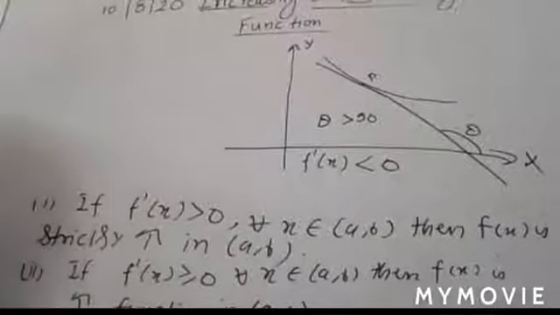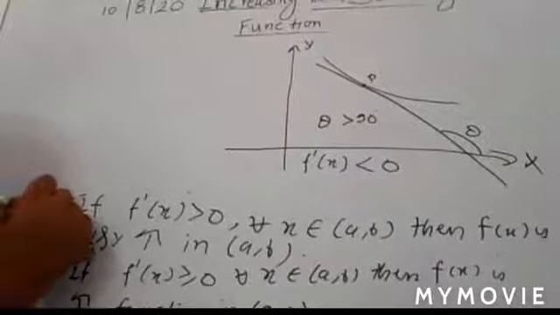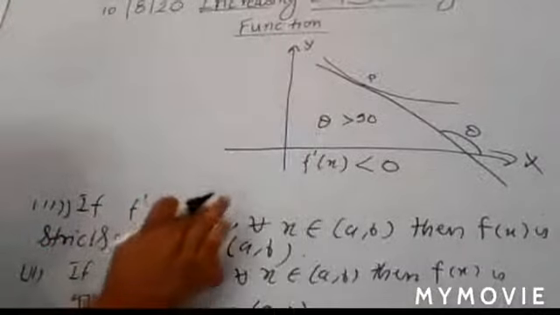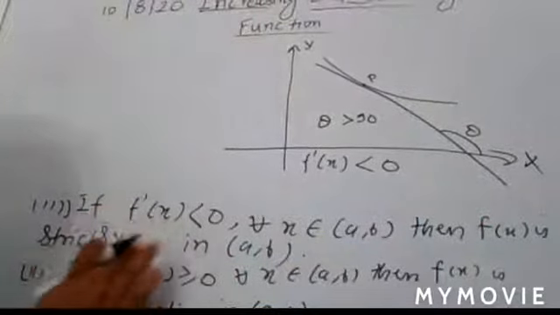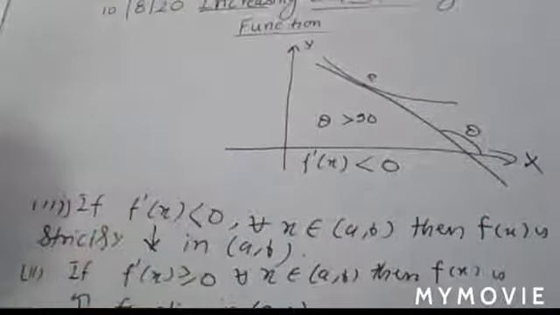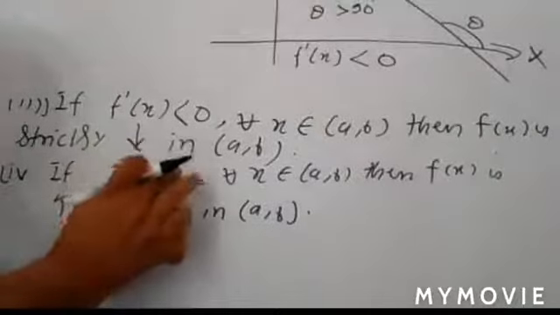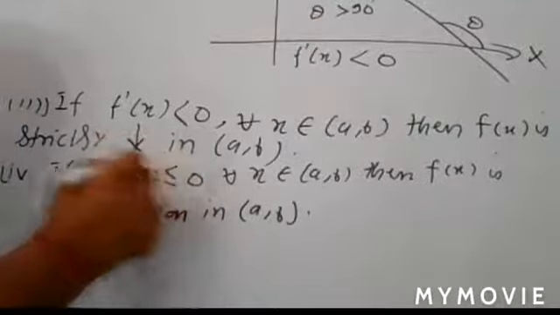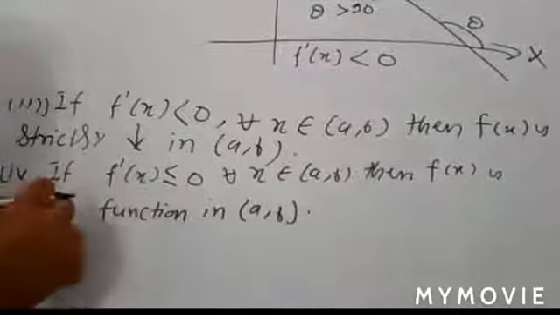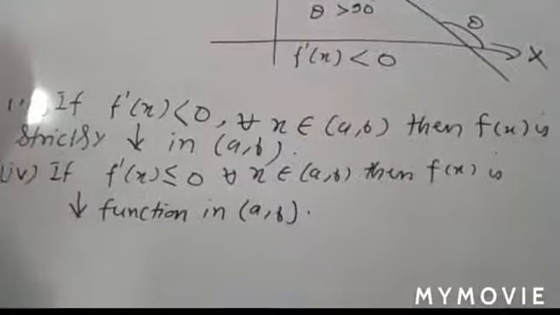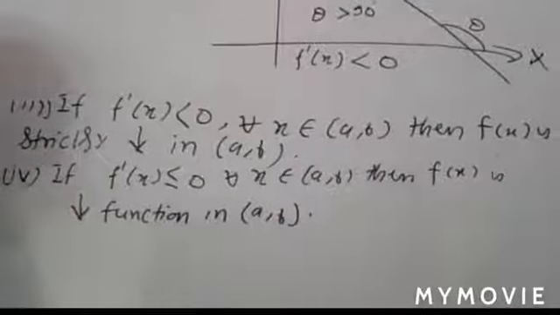So in this way, here you write your third point: f dash x less than 0 for all x belongs to AB. In this case, you have a strictly decreasing function in AB. And in the fourth point, if f dash x is less or equal to 0, in place of greater or equal to, then your function is only a decreasing function. So that is your fourth point. Okay, so you write all those conditions.